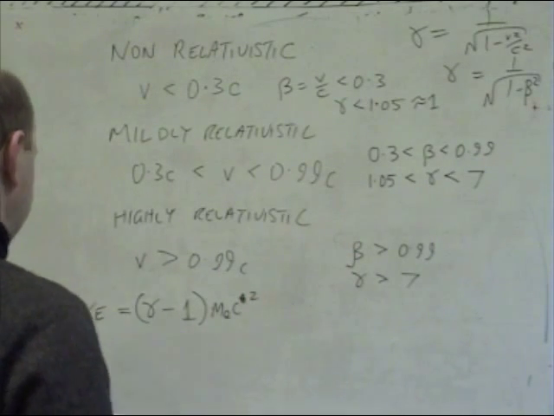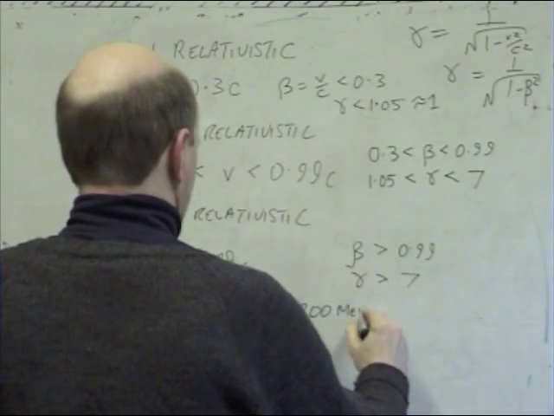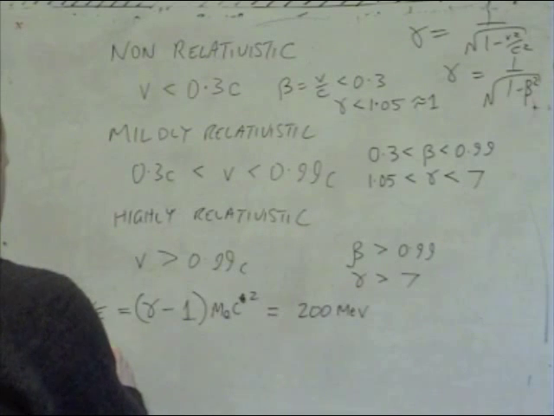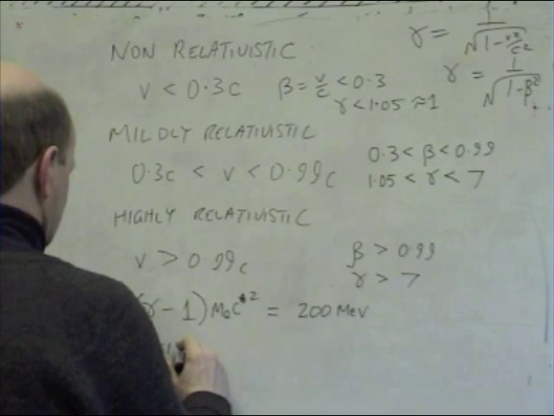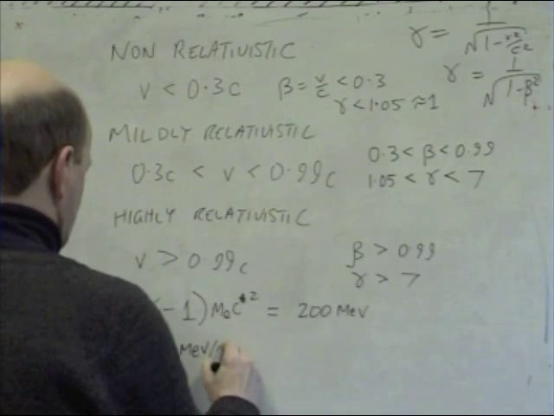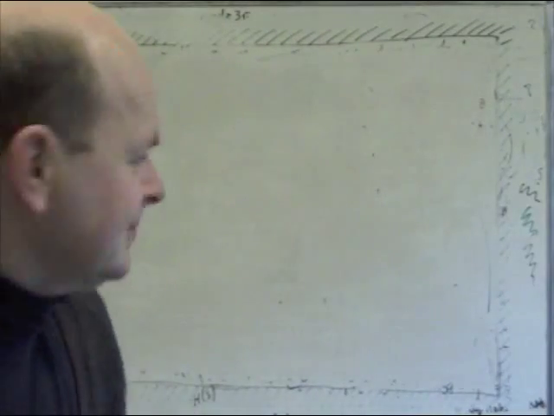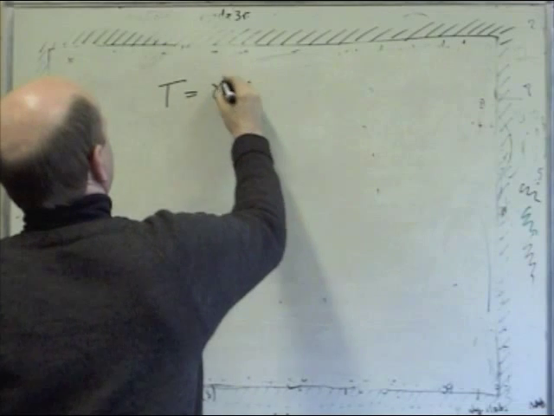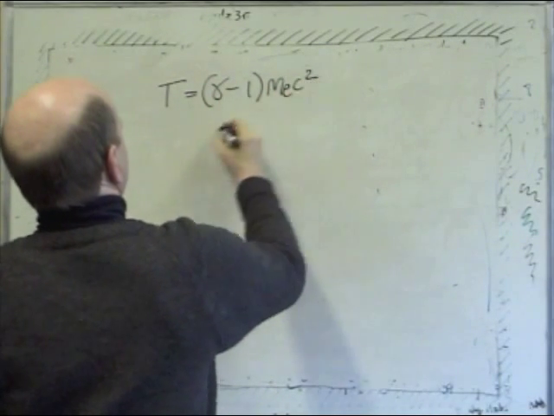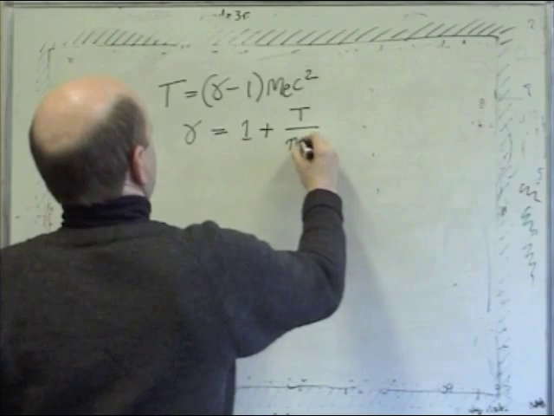Right? And so I'm told that the kinetic energy is 200 mega electron volts. Now we know that the mass of the electron, Me, is equal to 0.51 MeV upon c squared. And so that will allow us to calculate gamma. So let's do the electron first. The kinetic energy equals gamma minus 1 times the electron rest energy, so that gamma equals 1 plus the ratio of the kinetic energy to the electron rest energy.